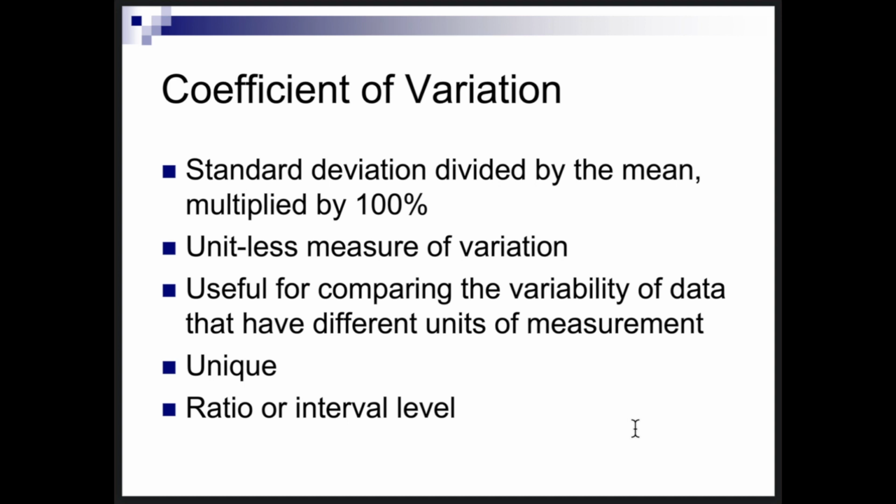The last measure of variation that we'll look at is the coefficient of variation. And so if we were talking about, for example, using the standard deviation as a measure of the variation in a data set, suppose we have a data set and the standard deviation is 1,000. And I were to ask you, is there a large amount of variation in that data set? Well, it really depends on the magnitude of the mean of the data set.